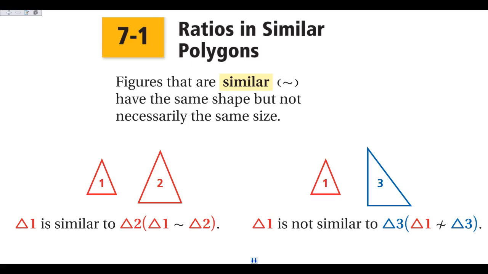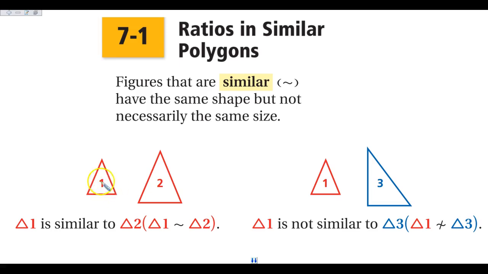Hey everyone, today we are looking at 7.1, which is ratios in similar polygons. So first things first, what does similar mean? Similar figures are figures that are the same shape, but not necessarily the same size. When we did congruence, it was same size, same shape. With similarity, it's still the same shape, it's just a different size.